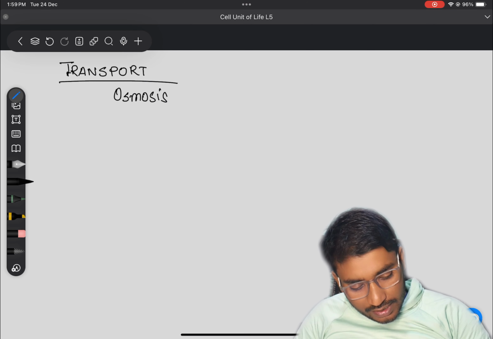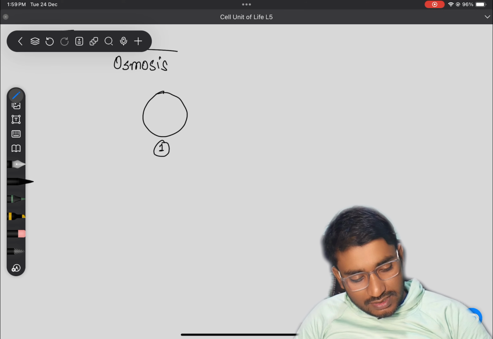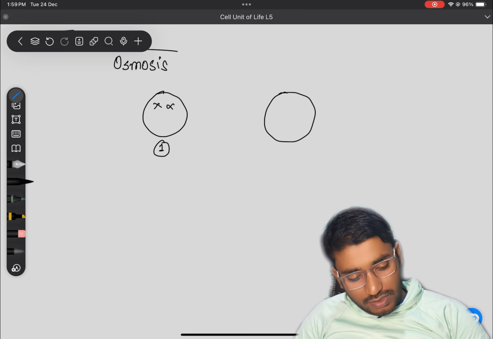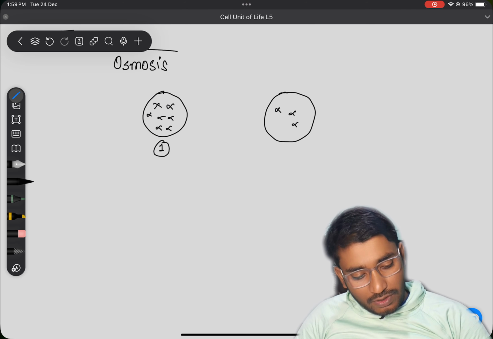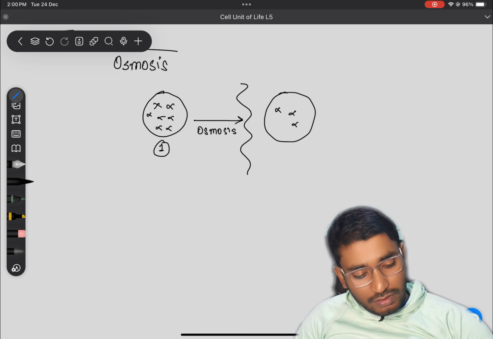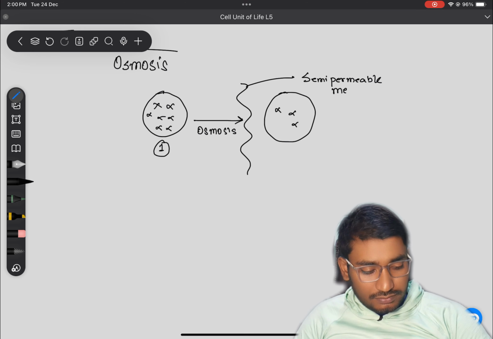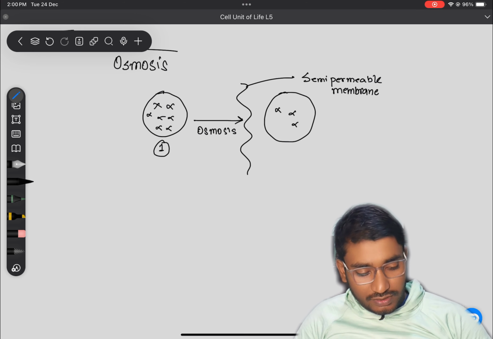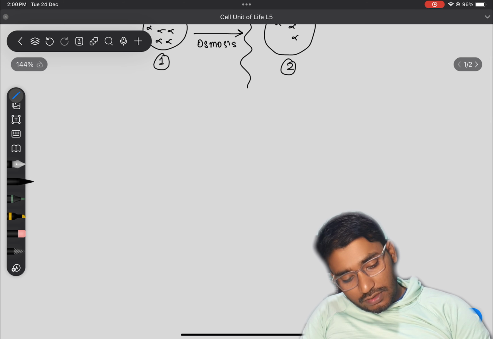Okay, let me draw two cells. See, this one is cell number 1 and this one is cell number 2. This cell number 1 contains so much solute and this cell number 2 has less solute. So osmosis occurs from cell number 1 to cell number 2. There must be a semi-permeable membrane in between them. Okay, this is cell number 2. So let me write it.